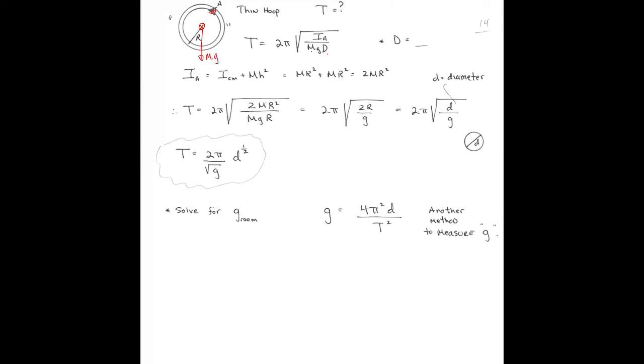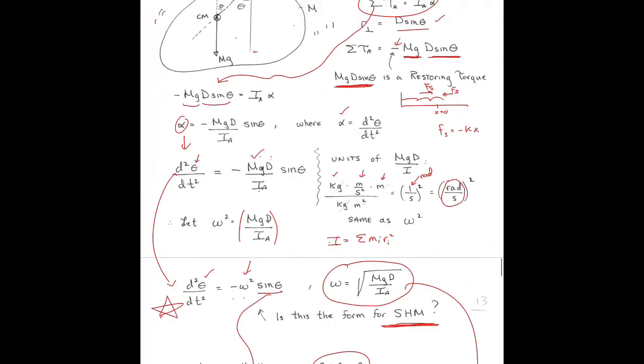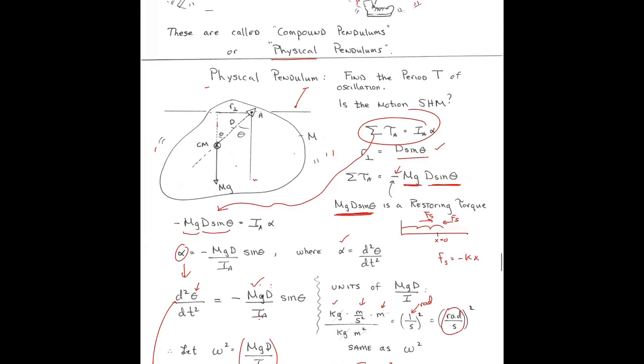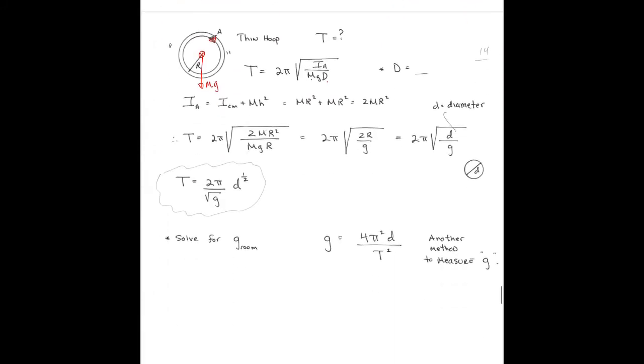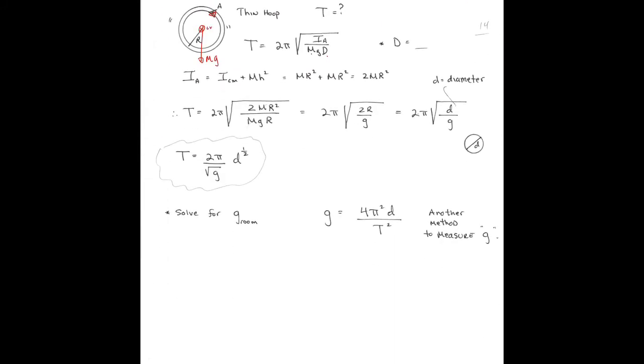We don't need to draw the forces, but in the old picture we had, there's the center of mass and there's mg. Here's the center of mass, there's mg. So that's the distance D. The distance D is just the radius.